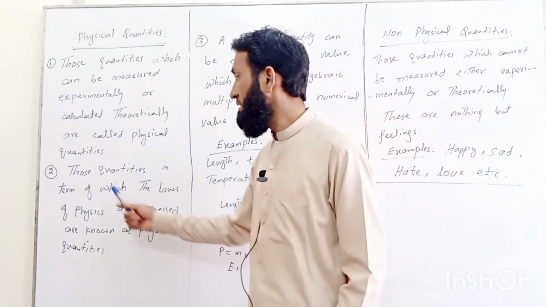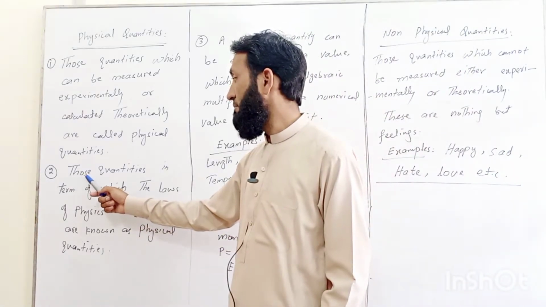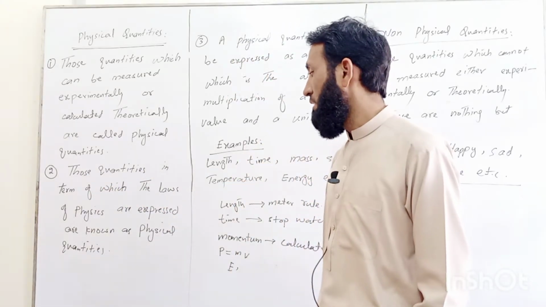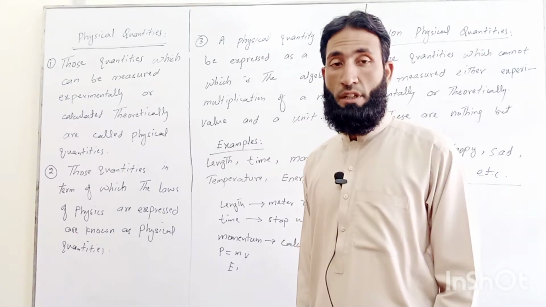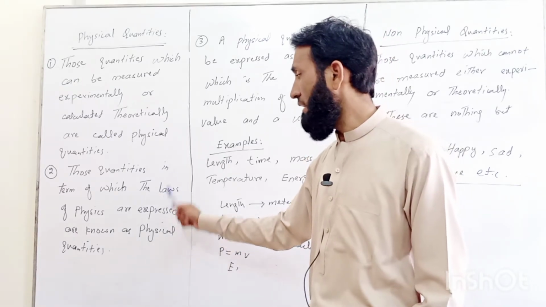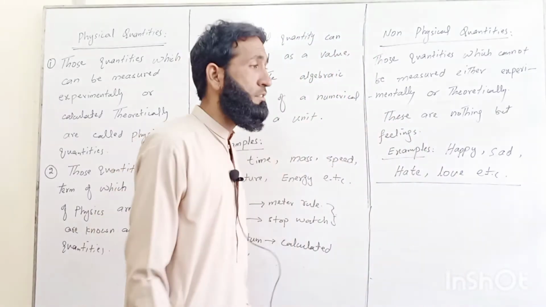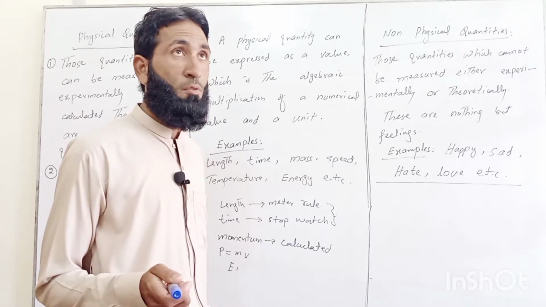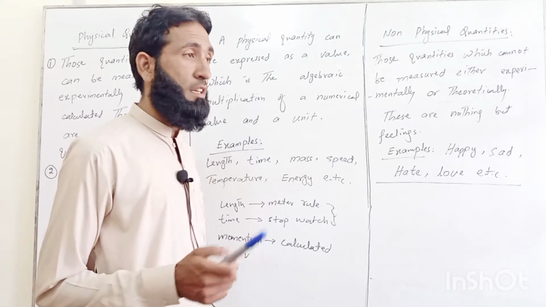Now, in the next definition, those quantities in terms of which the laws of physics are expressed are known as physical quantities. According to the second definition, physical quantities are those quantities which are used to express the laws of physics.